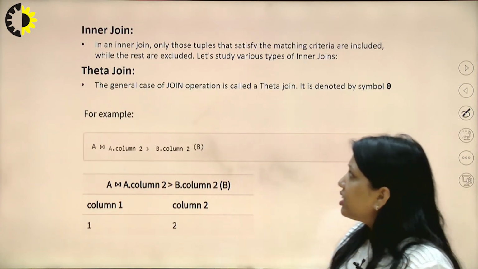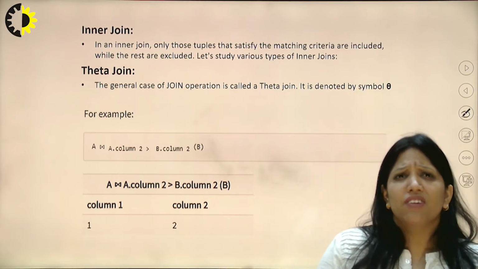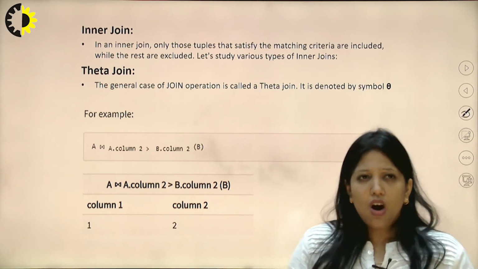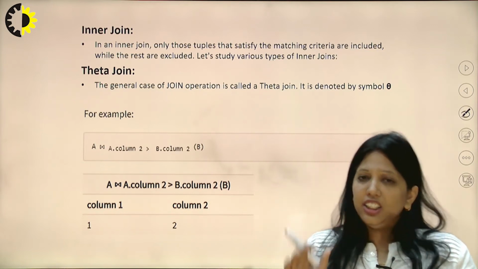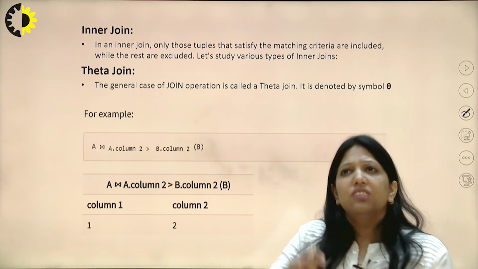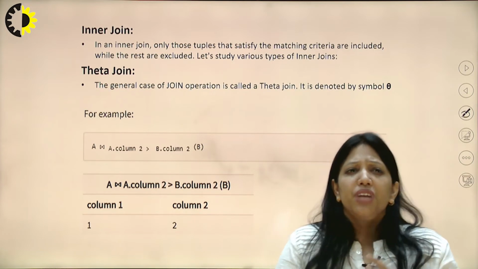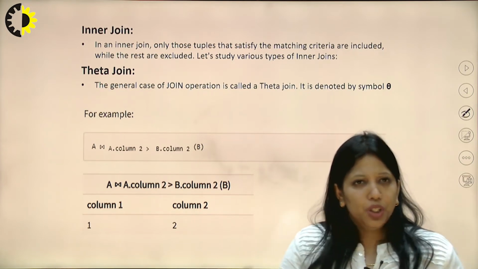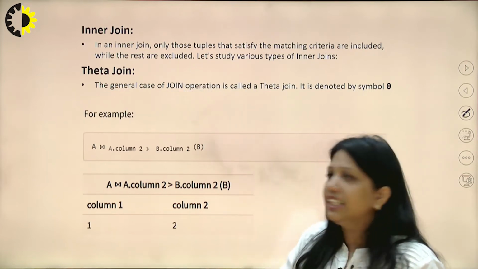So first we discuss the inner join. In an inner join, only those tuples that satisfy the matching criteria are included. All the rest are excluded. In the output, we will get only those tuples that satisfy the condition, while the other tuples are excluded from the output. So we will discuss this. One type of inner join is the theta join.